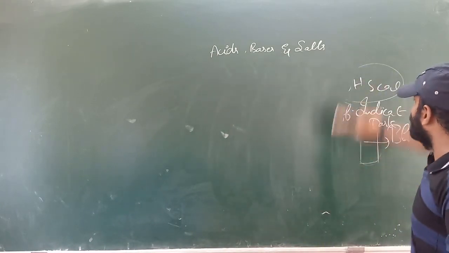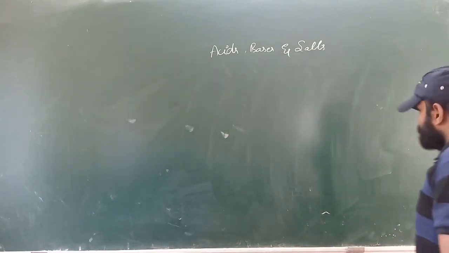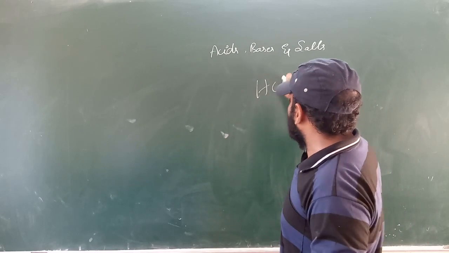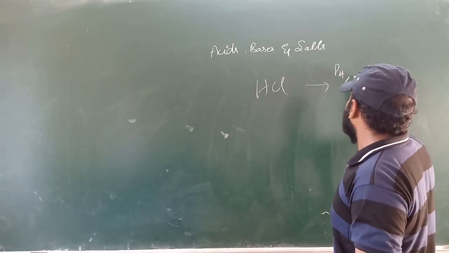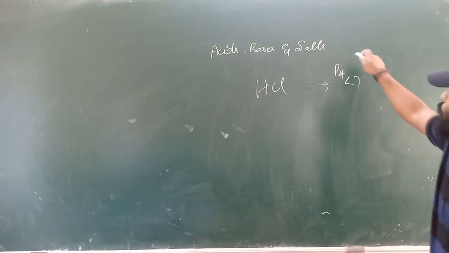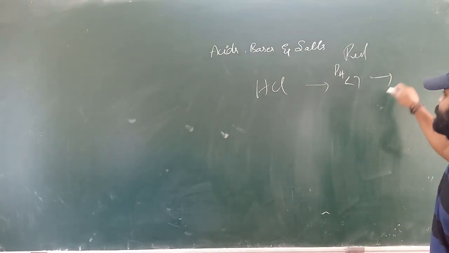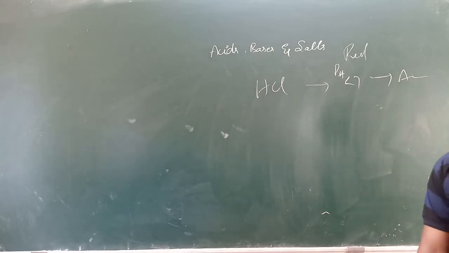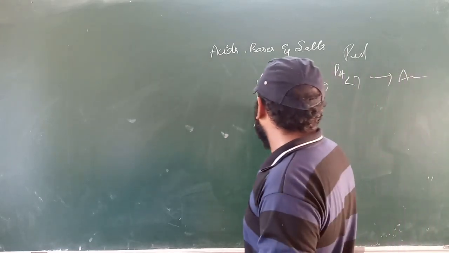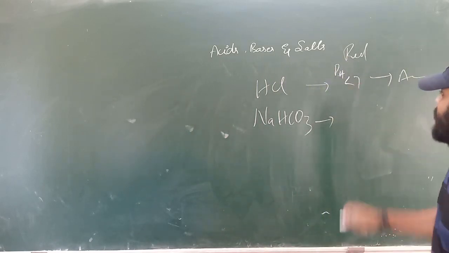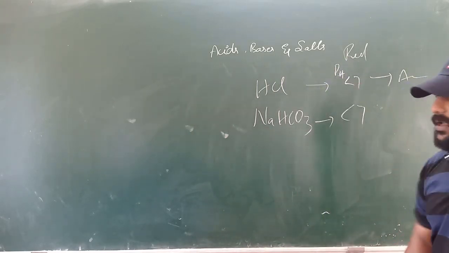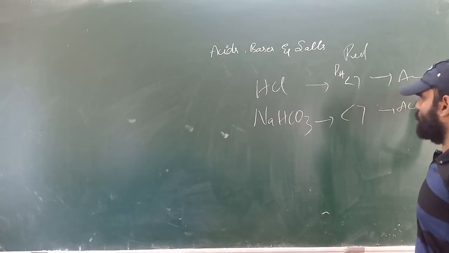For example, if you observe here HCl, you know that its pH value is less than 7. So what will it show? It will show a red color. We say it is an acid. Next, if you take Na2CO3, if you observe here, the pH scale will show less than 7. It is an acid.